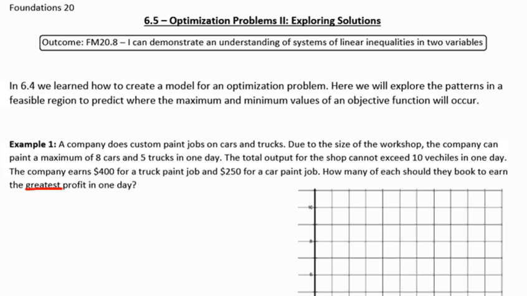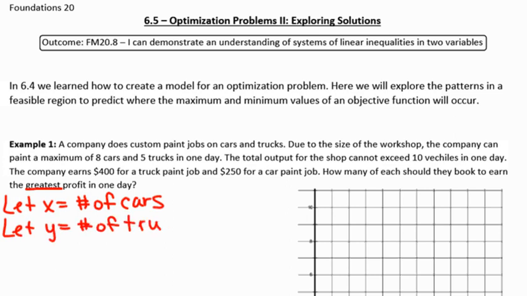So let's say x will be the number of cars. Let x equal the number of cars, and let y equal the number of trucks. We know here the constraints, x and y need to be elements of our whole numbers because we can't have negative cars come through, and I also can't paint half of a car. So x needs to be an element of whole numbers and y needs to be an element of the whole numbers.